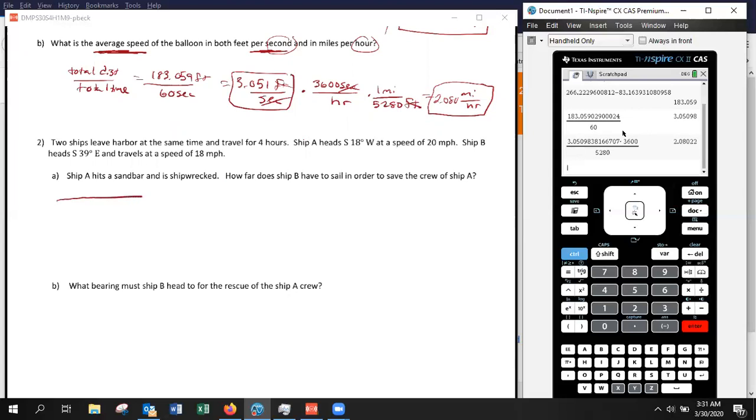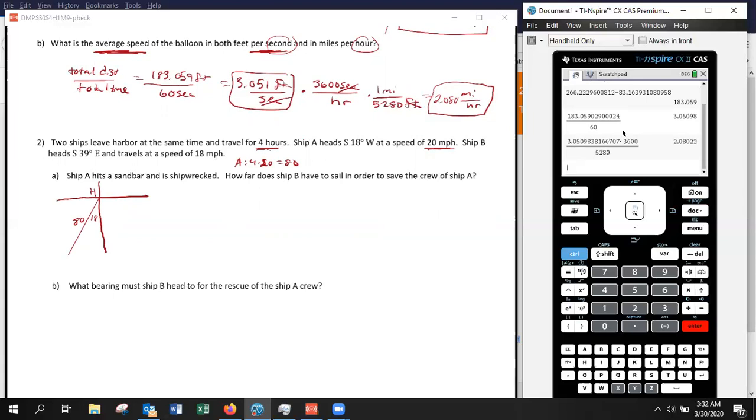So, as always, let's draw a picture. And I'm going to say the harbor is right there. Ship A traveled 18 degrees west of south and is going in this direction. So 18 degrees looks about like that. So let's make that 18. And how far did this ship travel? As I take a look, I know it's going 4 hours at 20 miles per hour. So 4 times 20, A is going 4 times 20, which is 80. So that distance right there is 80.